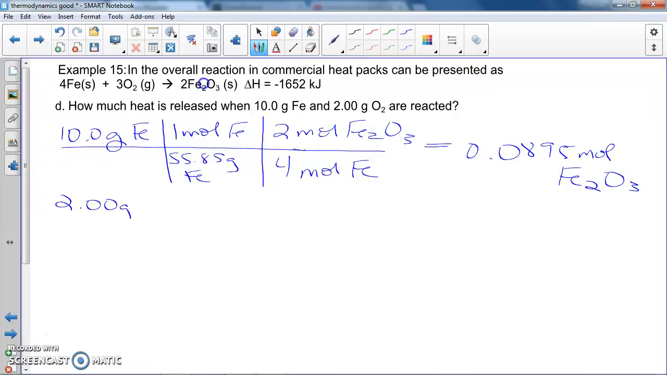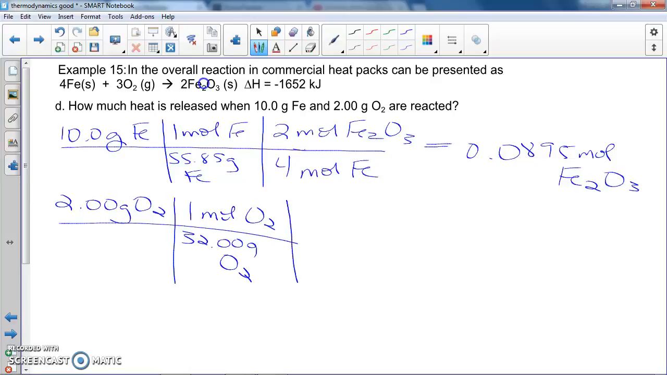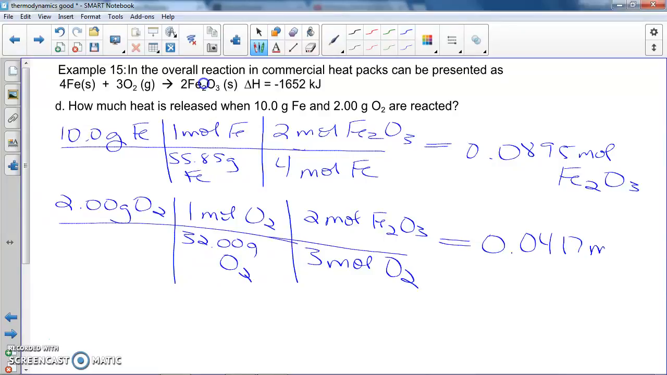So now I have to take 2 grams of O2. Remember, there's 2 oxygens, so 32 grams of O2 for every 1 mole of O2. That's just the periodic table number, the molar mass. I know from my balanced equation 3 moles of oxygen for every 2 moles of iron oxide. When I do that, I get a value of 0.0417 moles of iron oxide.